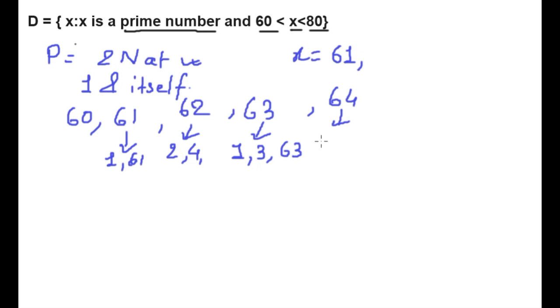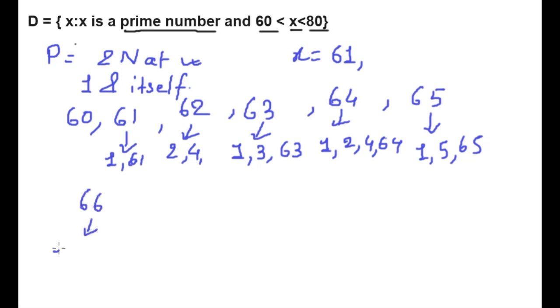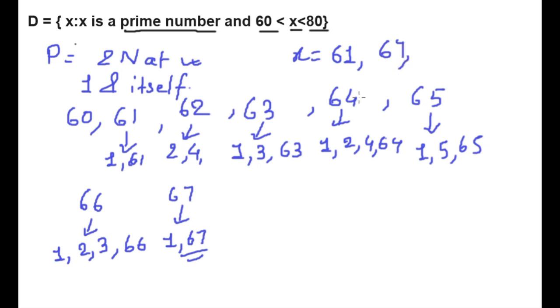64 is again divisible by more natural numbers, 1, 2, 4 and 64. 65 is again divisible by more natural numbers, 1, 5, 65. 66 is again divisible by more natural numbers, 1, 2, 3, 66. 67. 67 is divisible by 1 and 67 only. So here we will write 67.